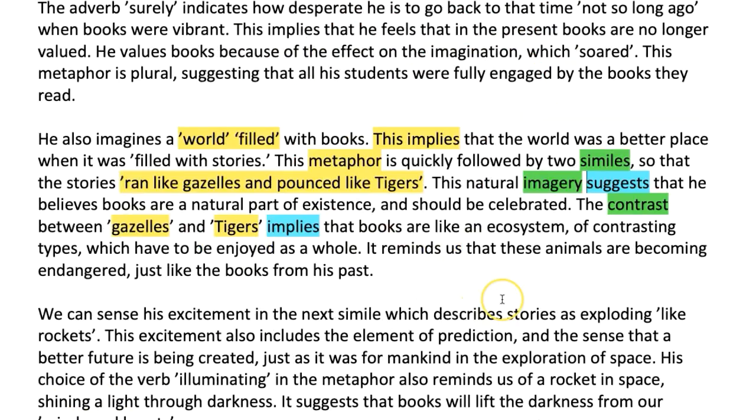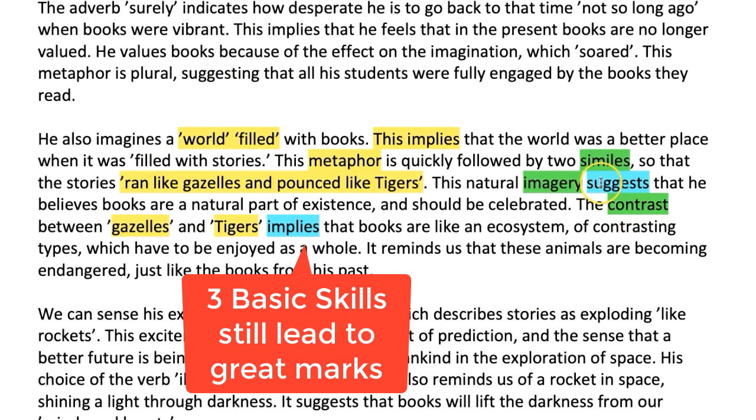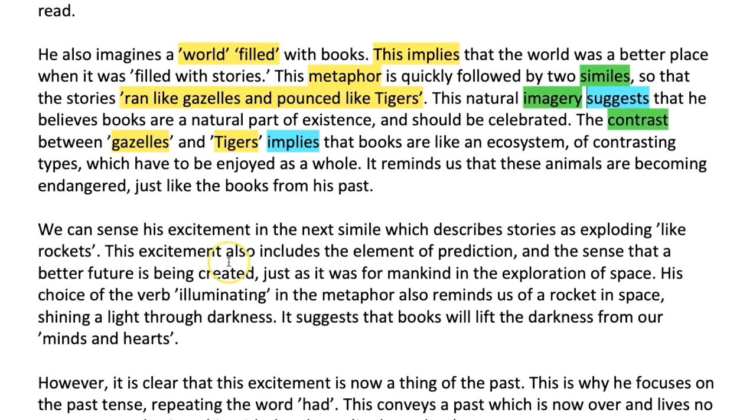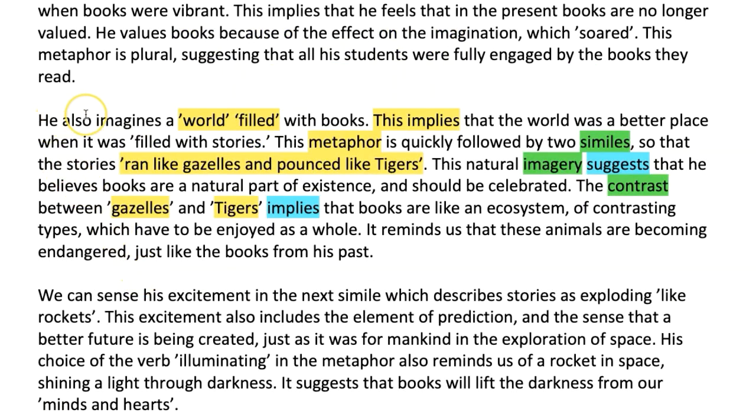If we zoom in on the rest of that paragraph, you'll see in green the techniques that I've named. You'll see in this light green how I've continued using suggests or implies, and you'll see in yellow how I've continued to embed quotations. And that pattern is repeated in every single paragraph. Now, because these are the only 3 skills that I keep having to show the examiner, I know that I'm going to make the grade because I'm just going to keep writing paragraphs that demonstrate those skills.